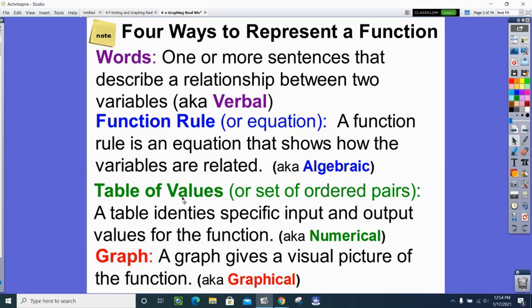We're then going to make a table of values. You could do a set of ordered pairs, but we all seem to like that table idea. Remember that your book sometimes makes the table going down vertically, and sometimes it makes it going horizontally. I prefer it going down, but just realize sometimes the book will do it either way. And a table will identify specific input and output values for the function. That will be a numerical representation.